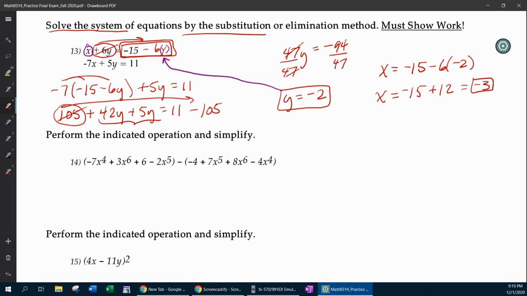And then I need to write this as an ordered pair. Remember, the solution of a system is the point of intersection, so it needs to be an ordered pair. And so as an ordered pair, that would be x, comma, y. And that's number 13 done.